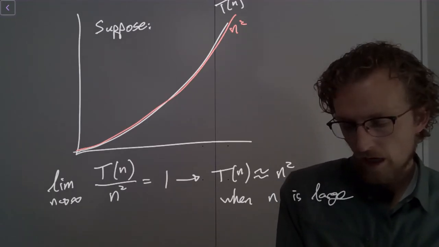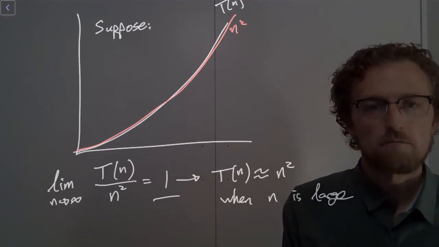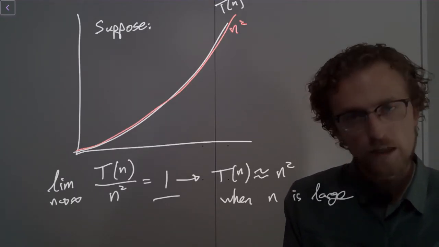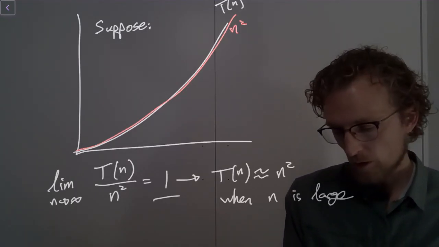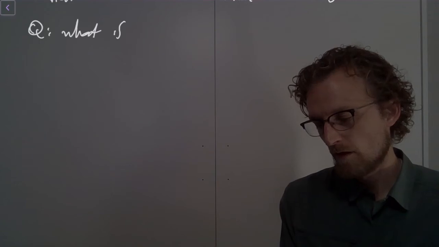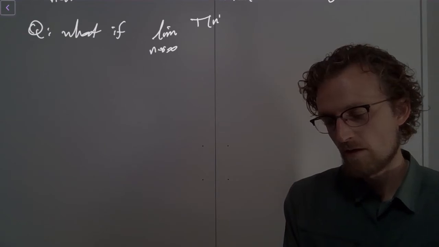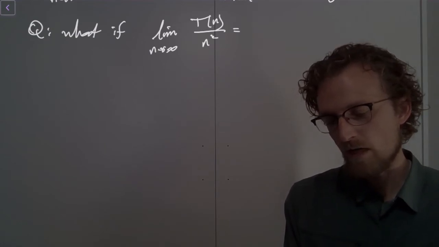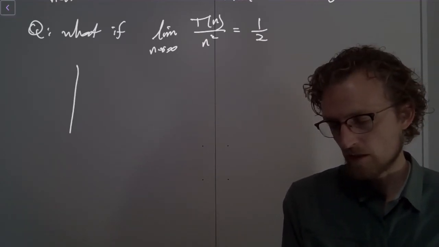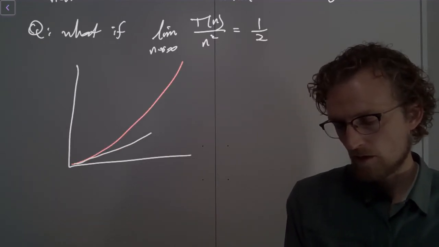Okay, so what if I got something else? What if I didn't get 1? What if I got something like a half? First, let's think about what the plot would look like if I evaluated this ratio and it came out to a half. So here's my question: what if the limit as n approaches infinity of T(n) over n squared equals a half? What plot would be consistent with this? Well, it would be a plot that looks like this. Here's my n squared, and here's my T(n).